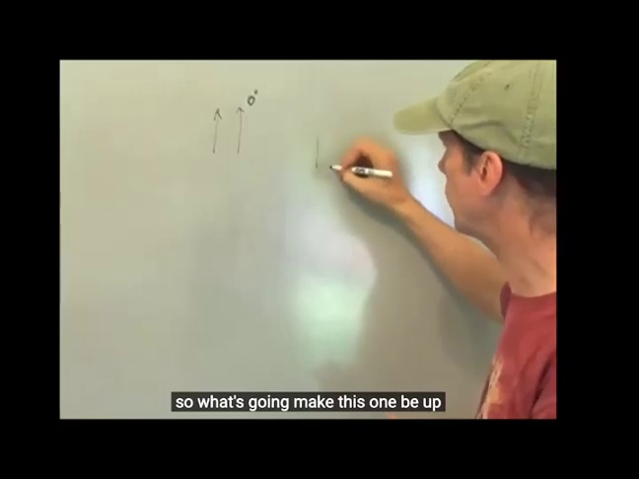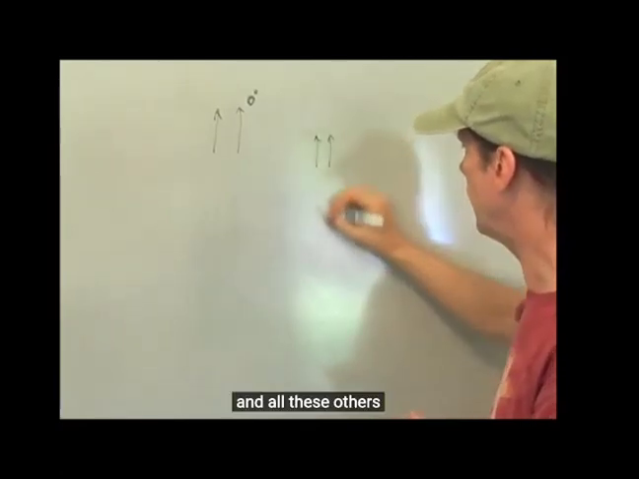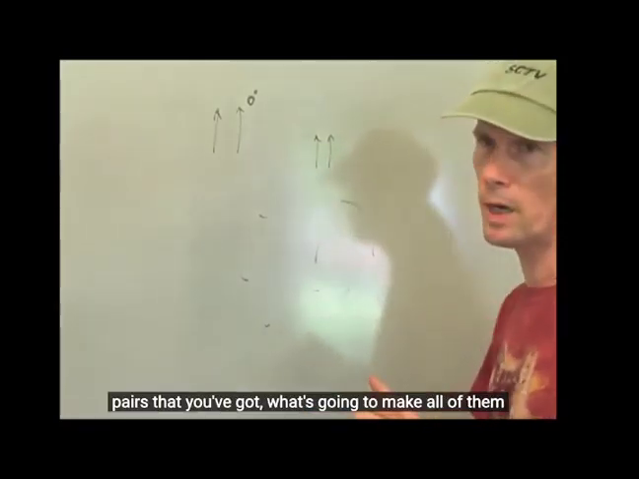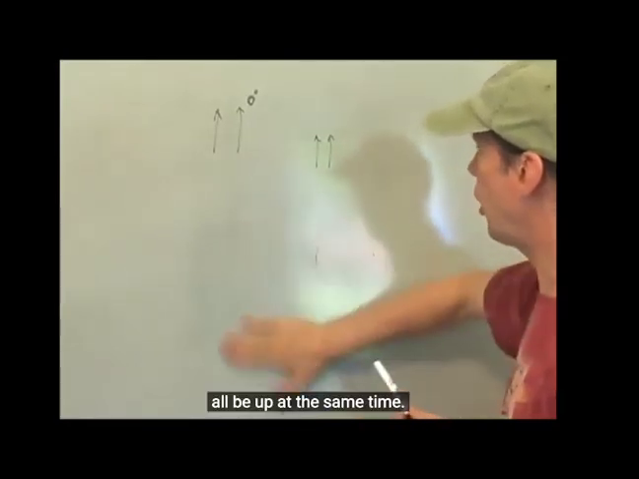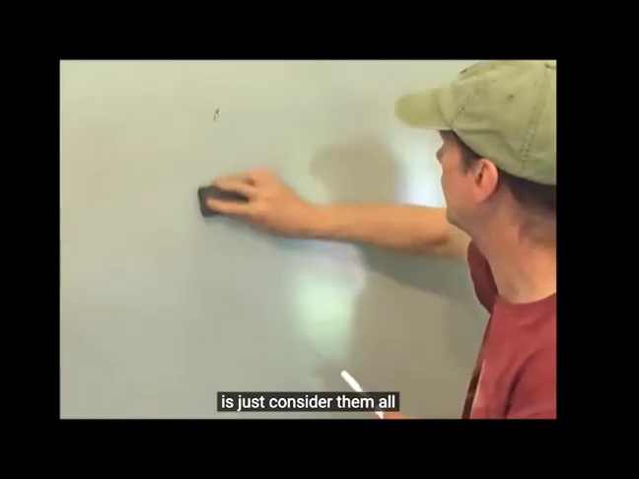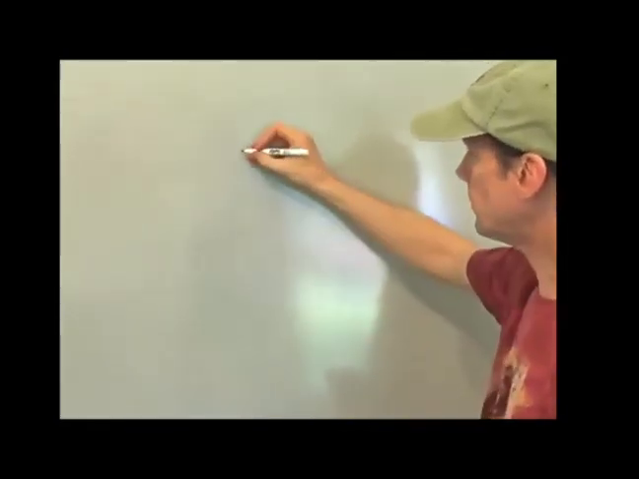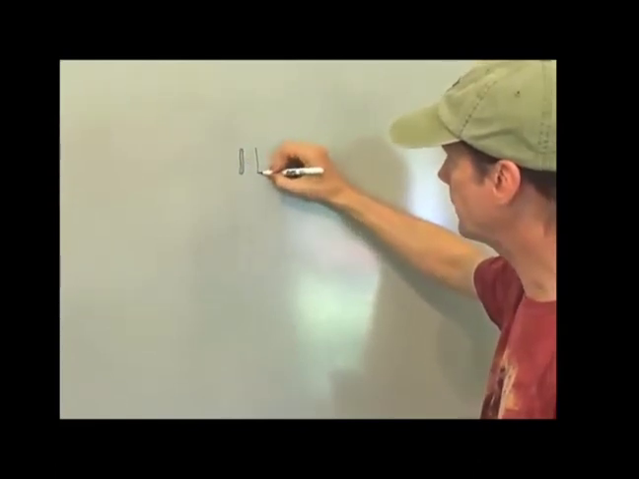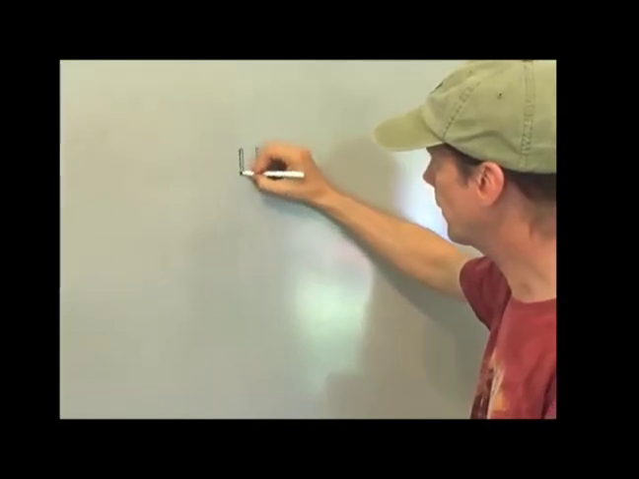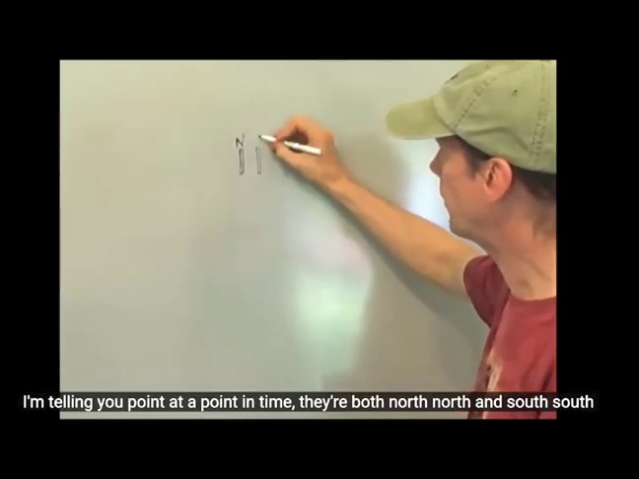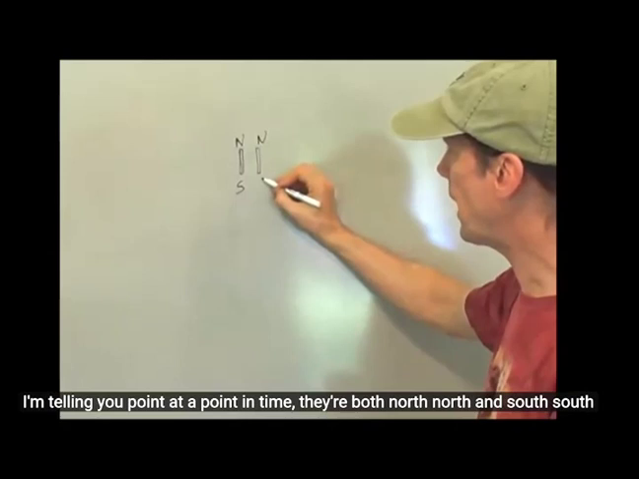So what's going to make this one be up, and all these others, billions, trillions of trillions of pairs that you've got, what's going to make all of them be up at the same time? One way to try to visualize it is to consider them all to be bar magnets, since that's what you've got. Pairs of bar magnets. And I'm telling you, at a point in time, they're both north-north and south-south.